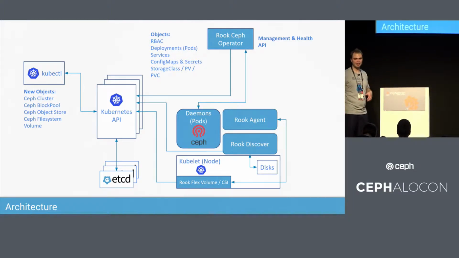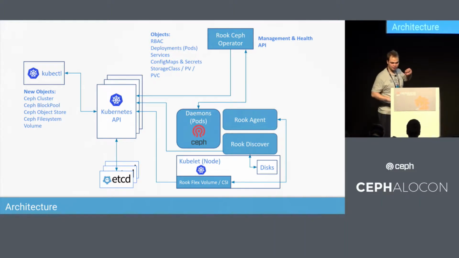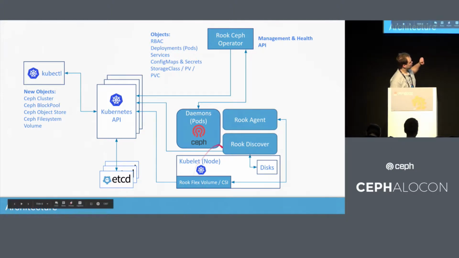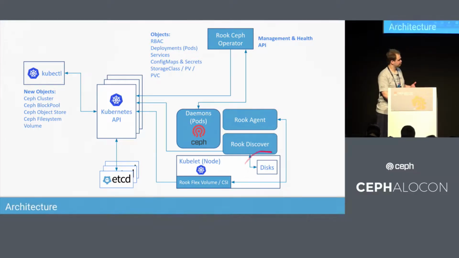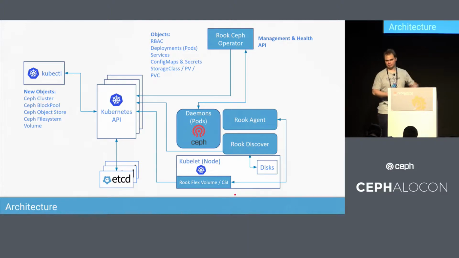Then we also have the Kubernetes API, consisting of a bit more than one component if you want to know it exactly. But moving on to the right part, we have our nodes. They are running kubelet, which is the node component. And you probably also have disks in the servers. And right now, as it is with flex volume, but also with CSI, you have the Rook flex volume or the Ceph CSI part on the nodes.